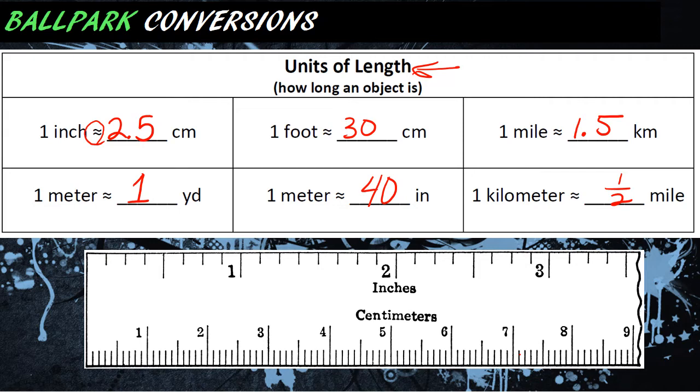And so on things like the quizzes and the tests, what you'll be asked is some of them will be ballpark questions, some of them will be exact. And so if it's exact, it will give you the conversion. But if it's ballpark, you'll have to know about what the measurements are.